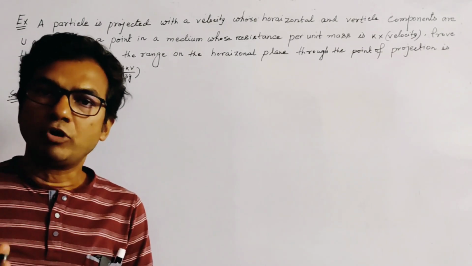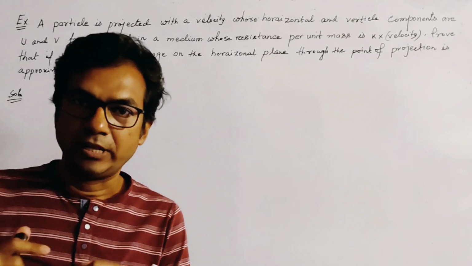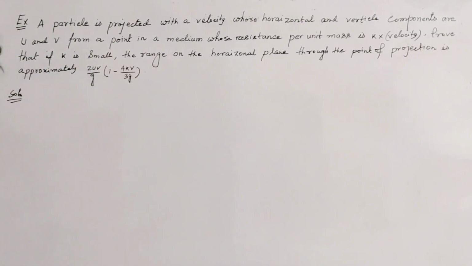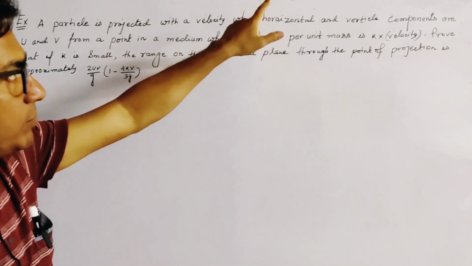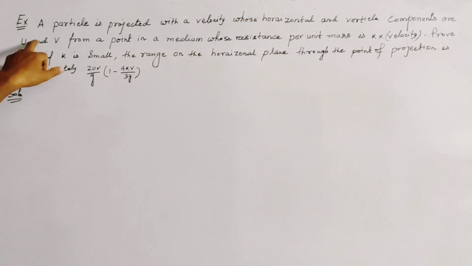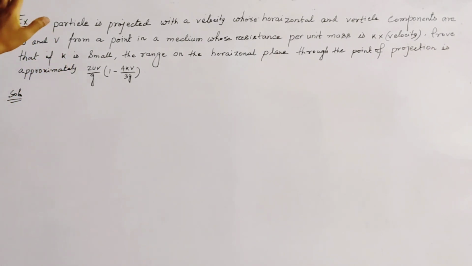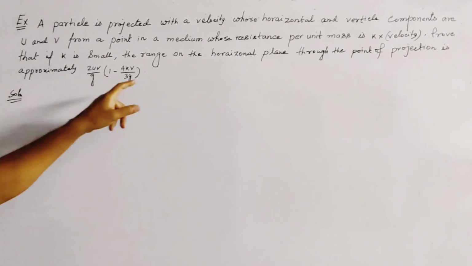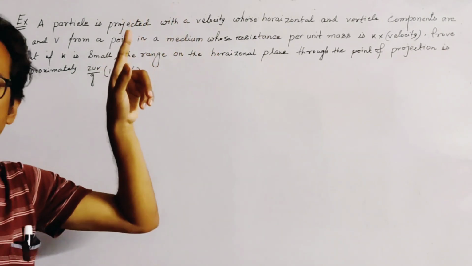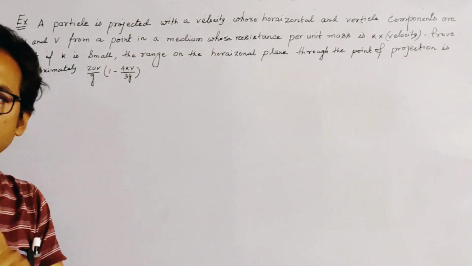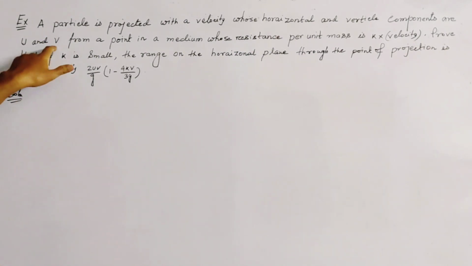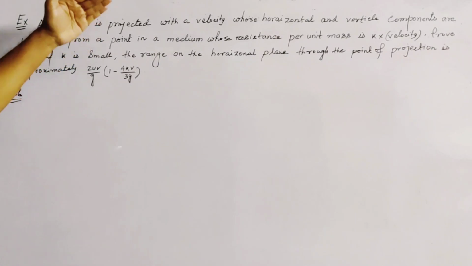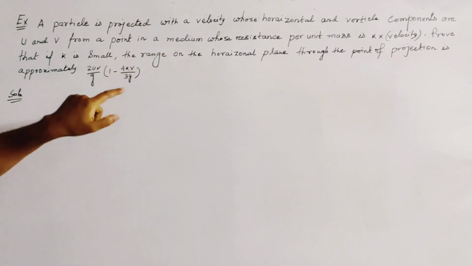This problem is from motion of a projectile, right? And the problem is: a particle is projected with a velocity whose horizontal and vertical components are u and v. Generally, in some cases, the velocity is given, and we have to write the components along the x-axis and y-axis. But in this problem, the components u and v are given, so no velocity is required.